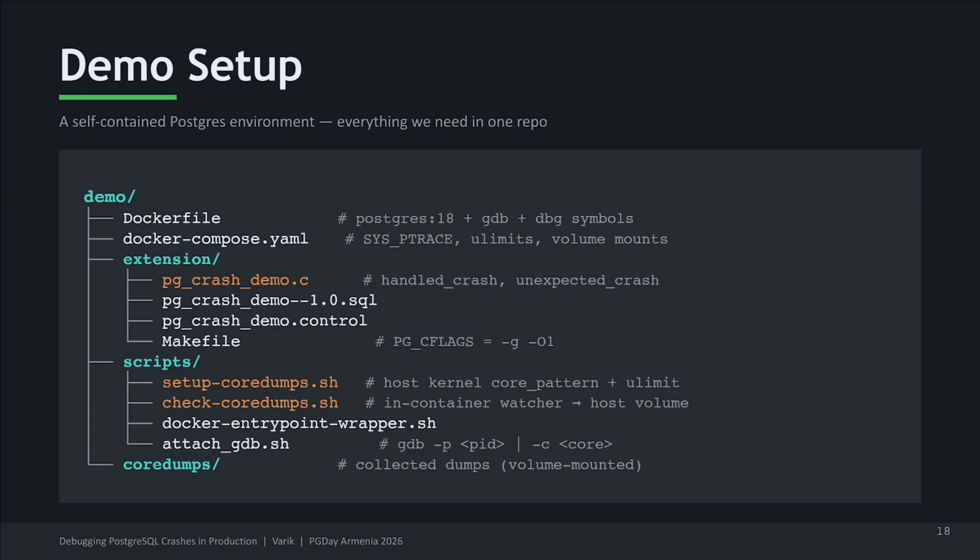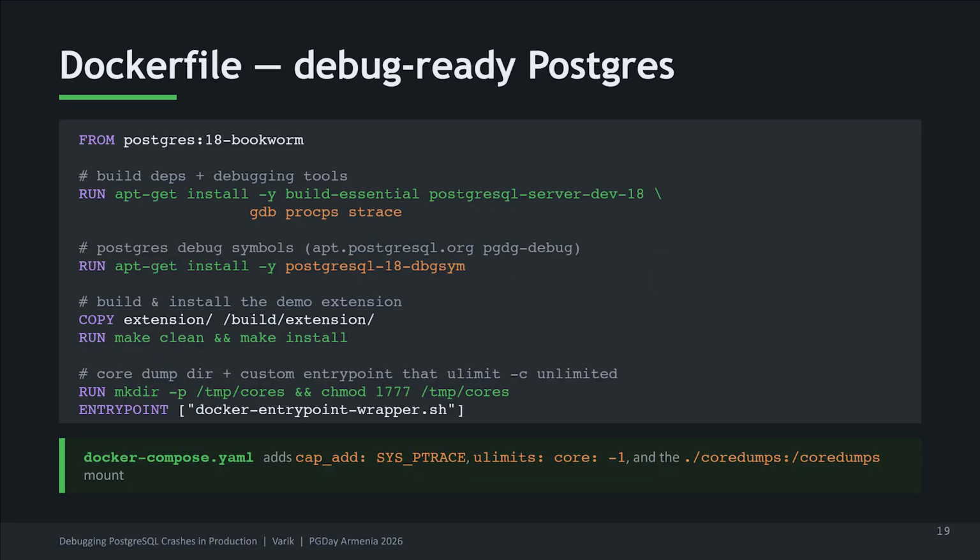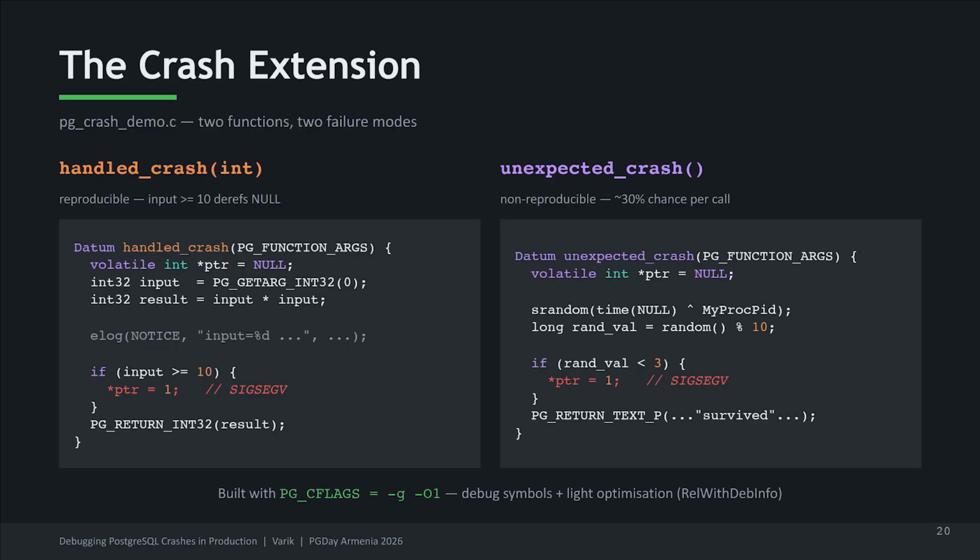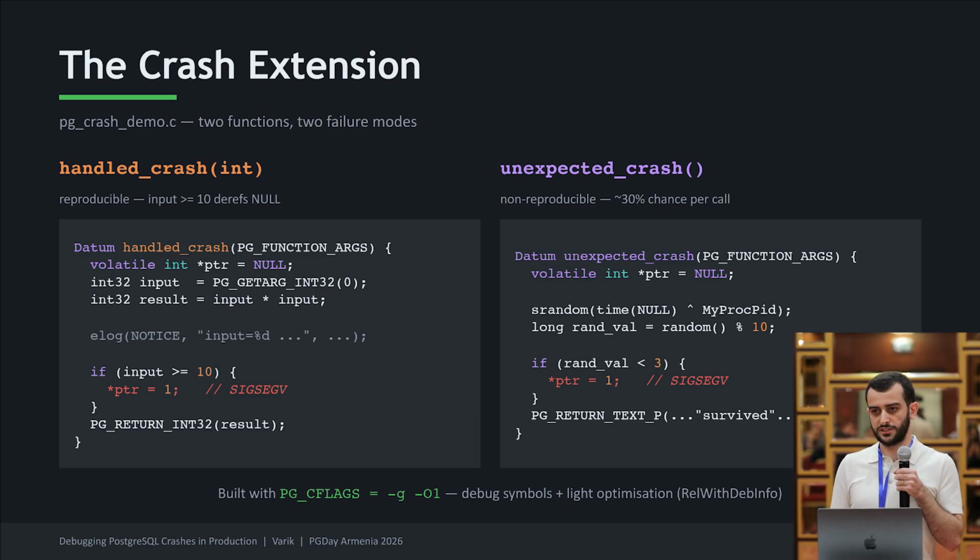Now, for today, I have prepared a simple demo. For the demo, I took a Docker file of Postgres 18, then added some GDB and debug symbols in it, and then I prepared a simple extension which will simulate an environment of production crashes. There are two functions: the handled crash, which takes an integer argument, and it is a deterministic function. When we call this function with an argument less than 10, nothing happens. It executes successfully. But if the argument is greater than or equal to 10, the crash would happen, the segfault.